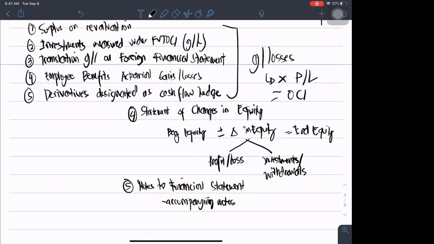Okay, so what are the financial statements that we learned today? We have five: statement of financial position, statement of comprehensive income, statement of cash flows, statement of changes in equity, and notes to financial statements. What is the use of these financial statements? Primarily to communicate the financial information of the business to the different users.